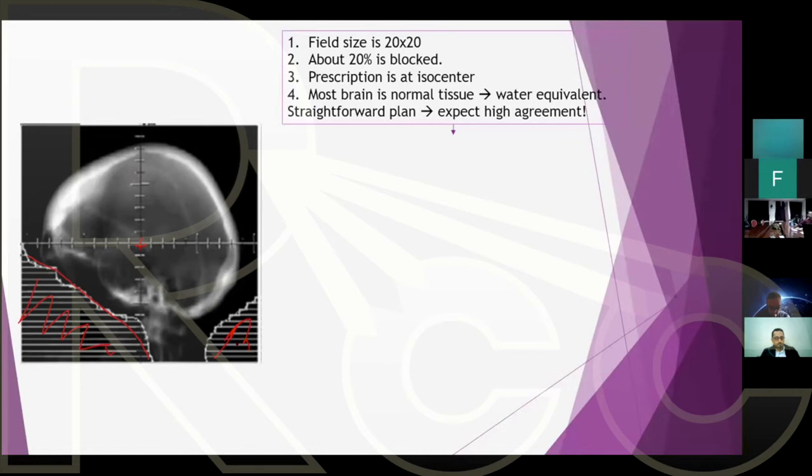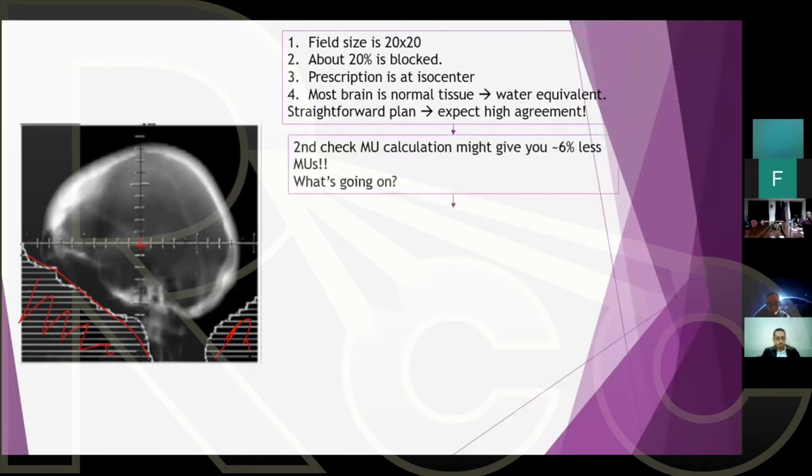Most of the brain is normal tissue, water equivalent. So you think, oh, this is a very straightforward plan. I should expect 1% agreement. Then you do a second check, and you might get 3%, 5%, maybe up to 6% in one case I had, but usually it's around 3 to 5%. In such straightforward open cases, you should expect 2%, right? So the question is, what's going on?